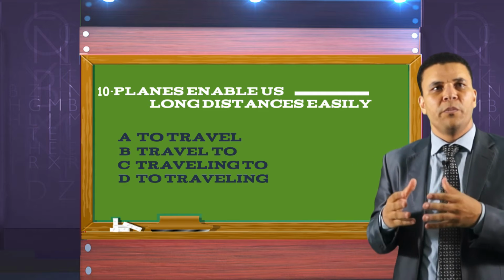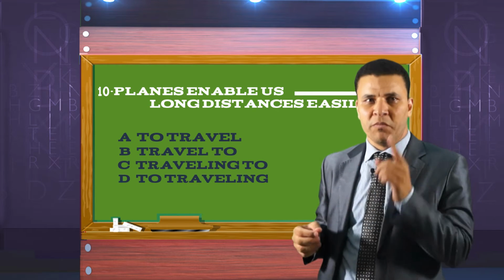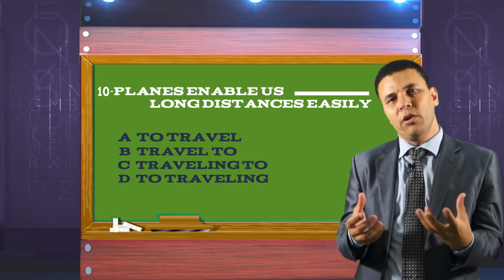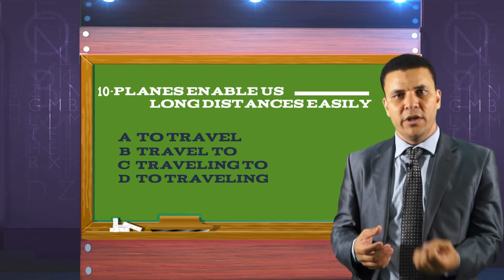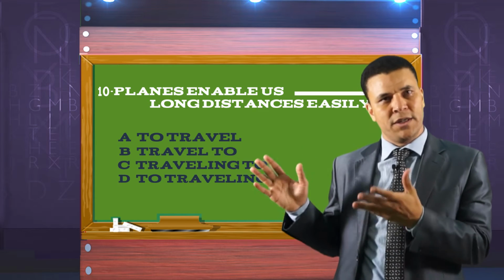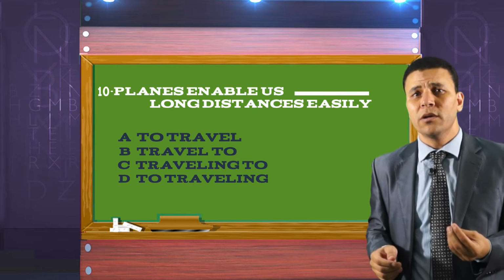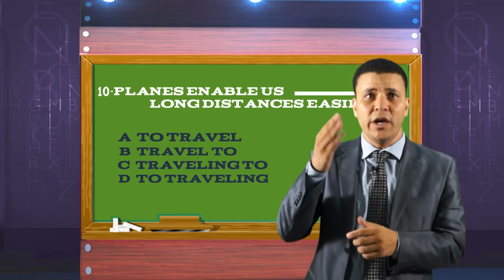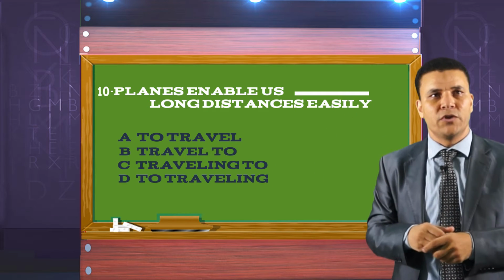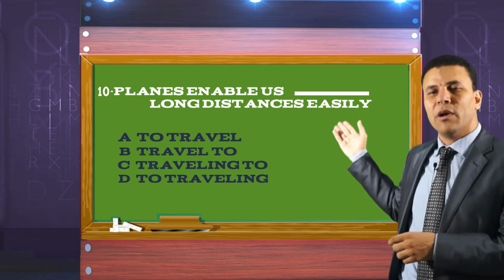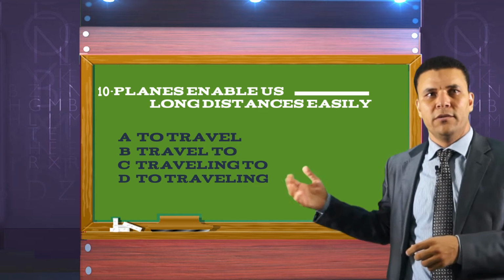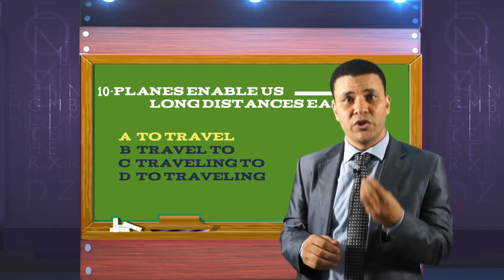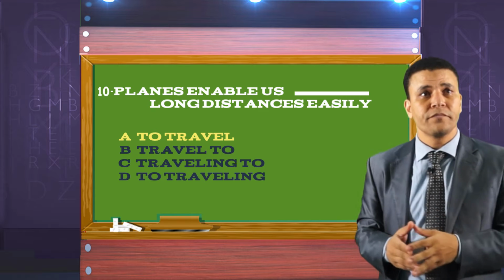So here, planes enable us. Remember, you have to differentiate between enable and capable. Enable is followed by to, and capable is followed by of, and we will deal with it later on. So in number 10, we have planes enable us to travel. So the correct answer is A, to travel, the infinitive.